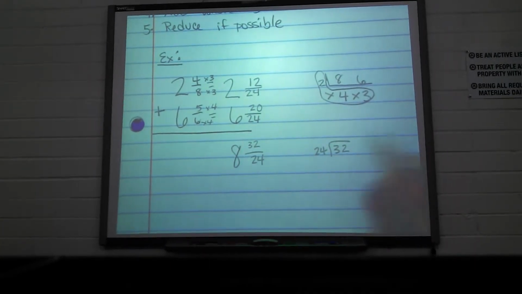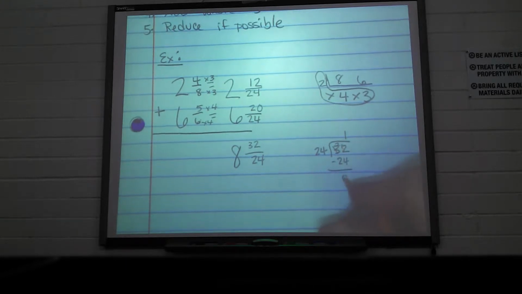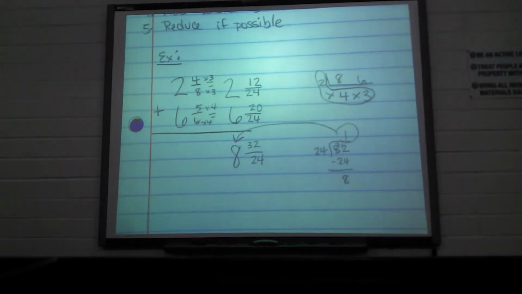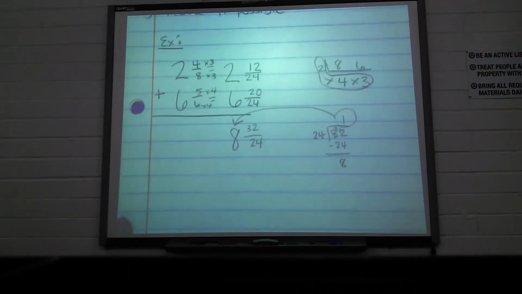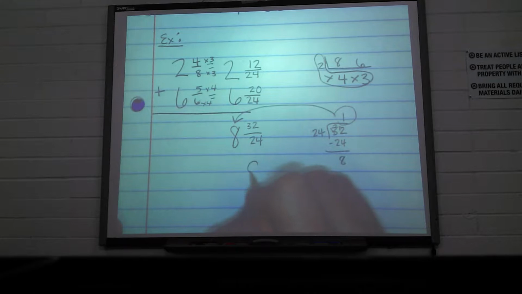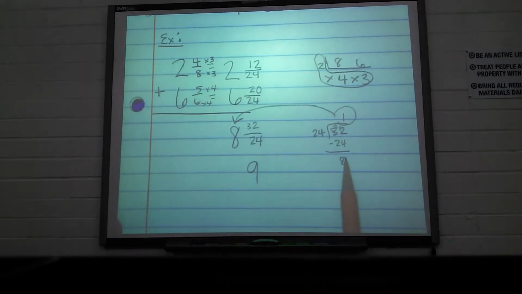24 goes into 32 one time. Subtract. And this 1 gets added to that 8, bringing my final answer to 9. And I have 8 left over out of 24. My denominator stays the same. Now, am I done? No, that's right, I am not done. I can reduce this fraction.